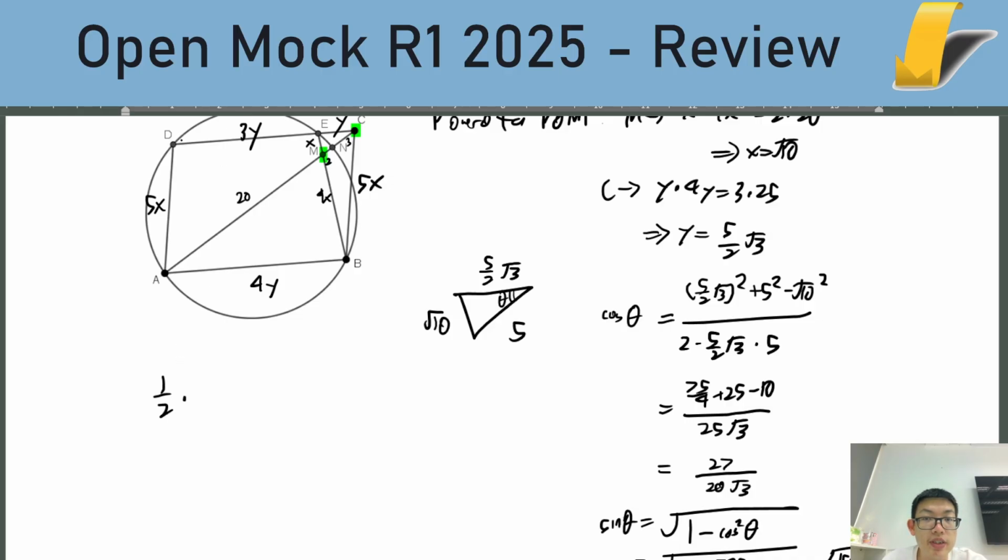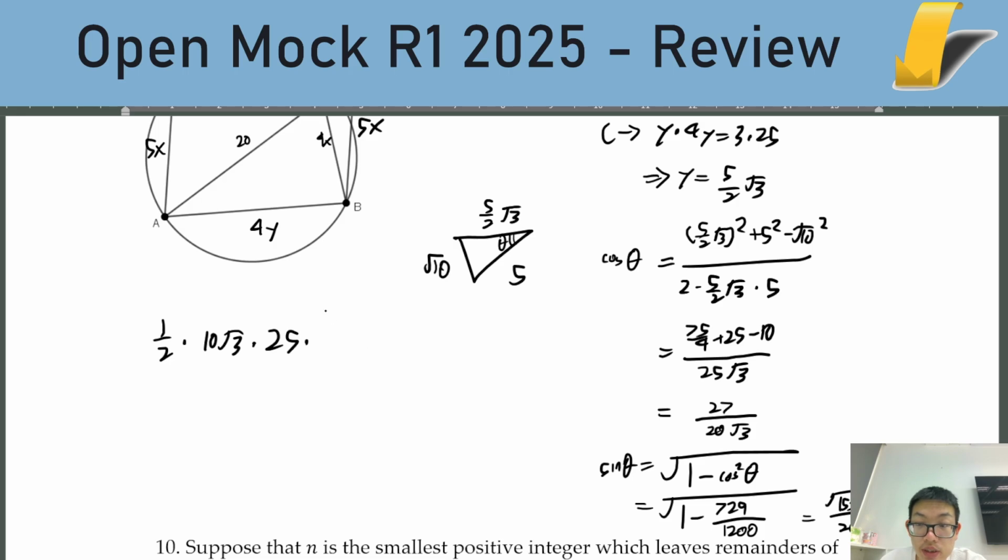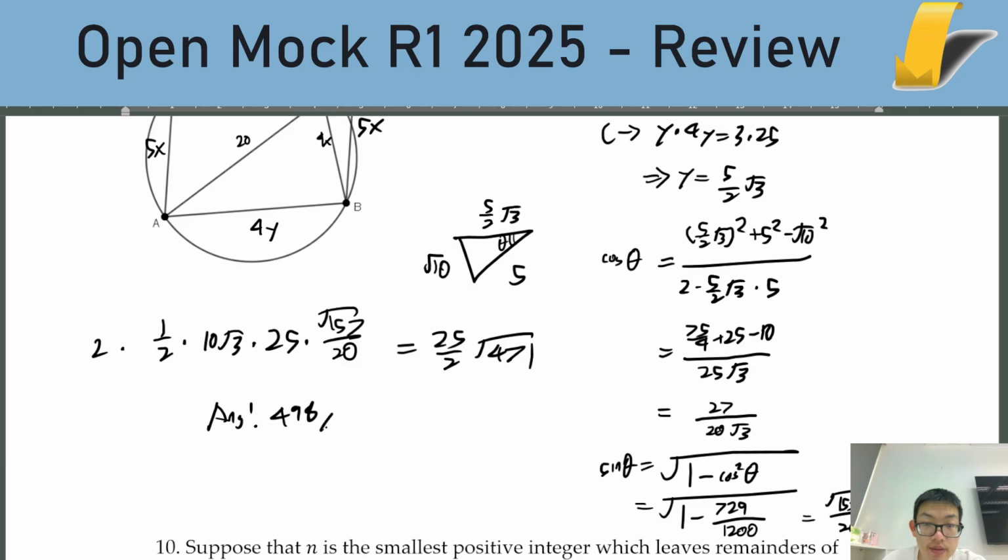And then from that theta, I can just use my usual half ab sine C formula. So half times 4y times 25 times sine theta, which is this, times 2, because it's the whole parallelogram. Okay, and so your answer, m plus n plus q, is 498.